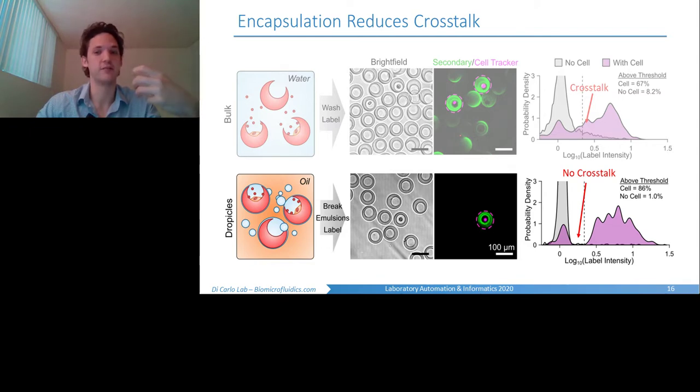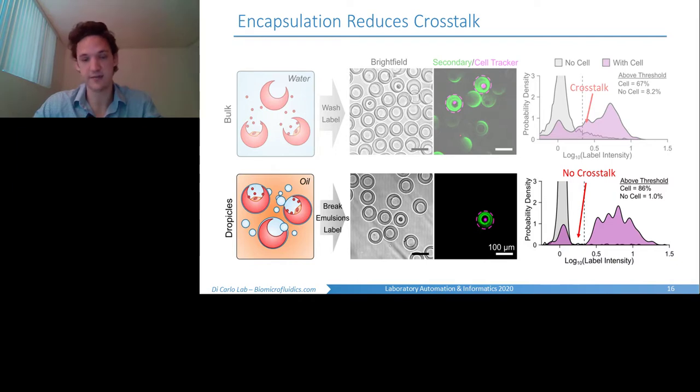But as expected as well, we see that a lot of particles without cells also have signal associated with them. And if you look at this over a population, what you'll see is that there is significant crosstalk. And there's an overlap in the signal from these populations, meaning that you're not able to really distinctly determine, at single cell resolution, the amount of secretions being produced.